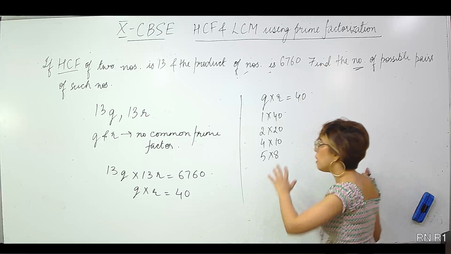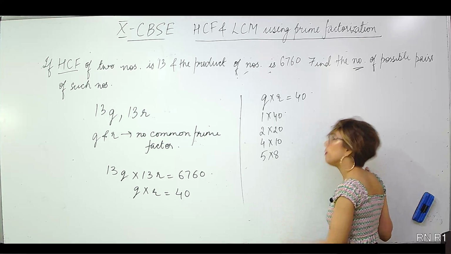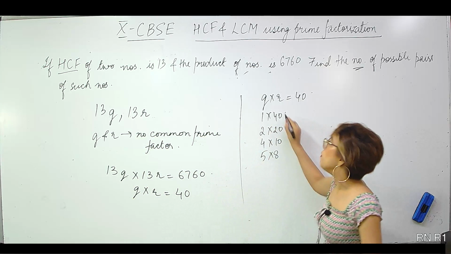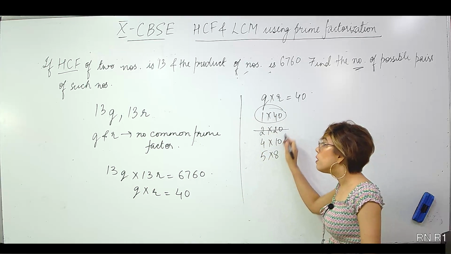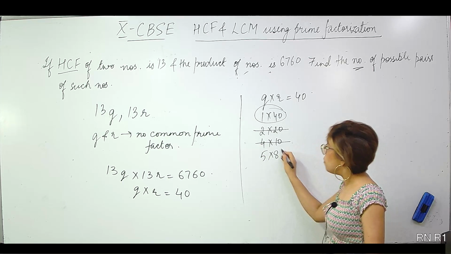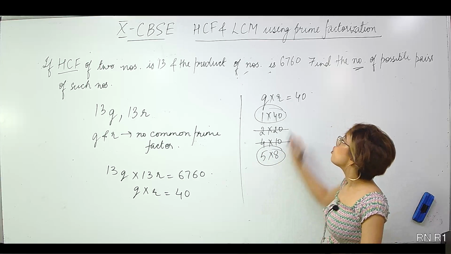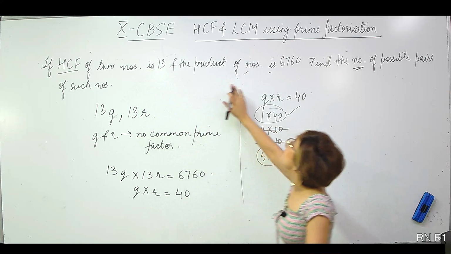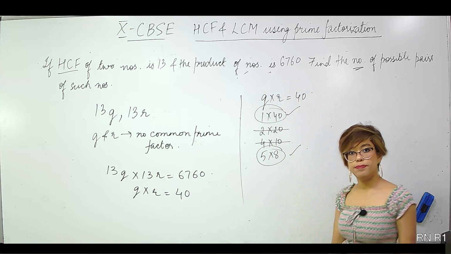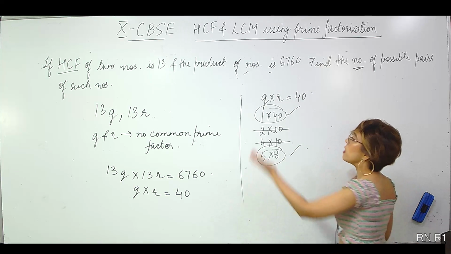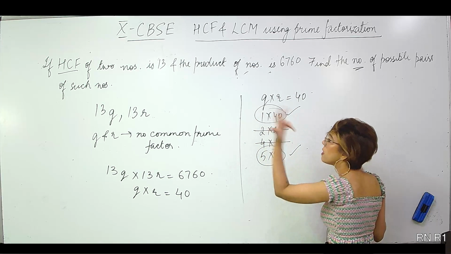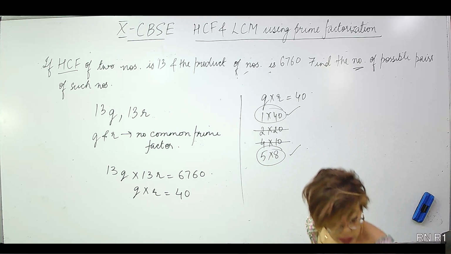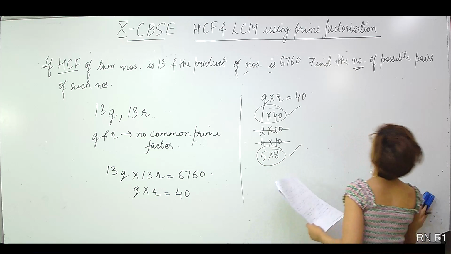But you need to check whether repetition occurs or not. Now I have to make sure that Q and R have no common prime factor. So obviously I want this. I do not want this. I do not want this. I want this. So just two pairs of numbers are there for which the HCF is 13 and the product of numbers is this one. If you want to write the pair, that is 13 into 1, 13 into 40. The second pair is 13 into 5 and 13 into 8. Now, the next one.